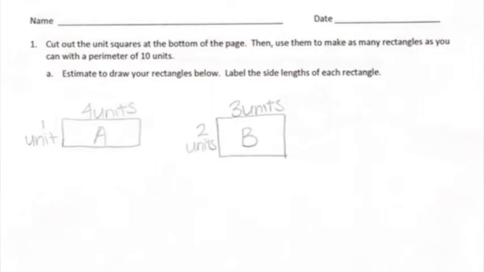Number 1 says cut out the unit squares at the bottom of the page, then use them to make as many rectangles as you can with a perimeter of 10 units. Estimate to draw your rectangles below and label the side lengths of each rectangle. So, to find a perimeter of 10, I divide 10 by 2, which is 5. So when I add two side lengths together, it has to equal 5, which is how I got rectangle A with 4 units by 1 unit and rectangle B with 3 units by 2 units.